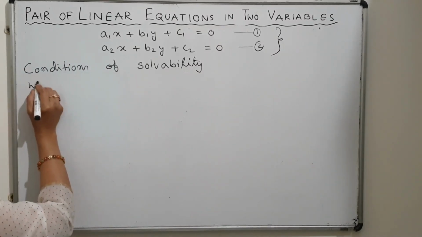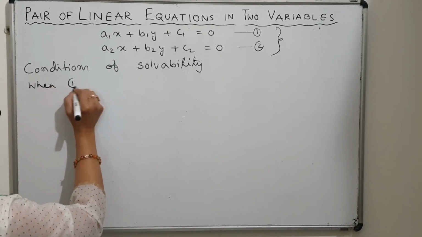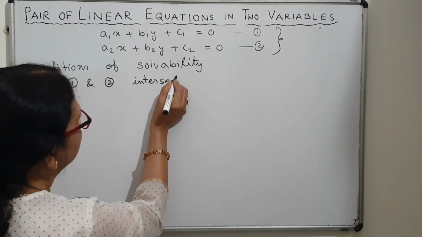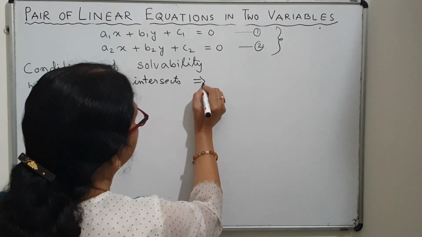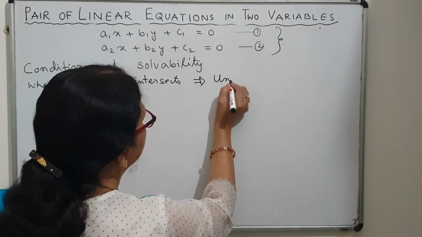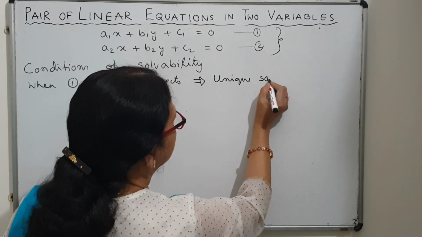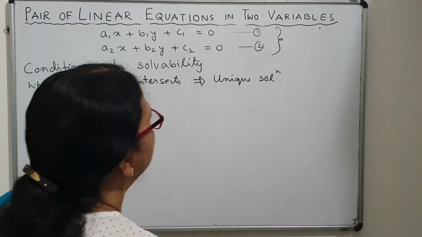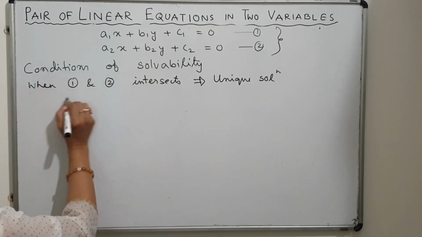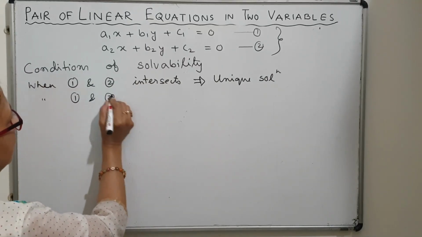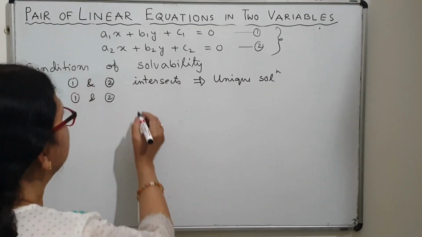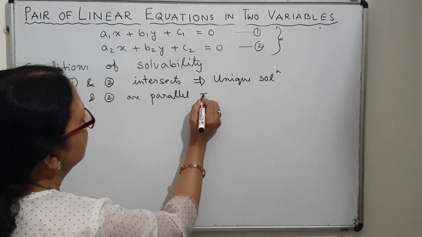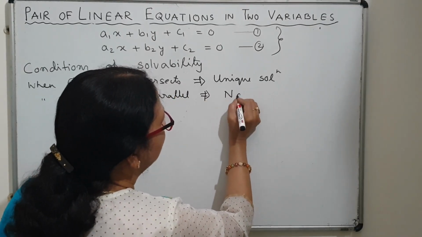When lines 1 and 2 intersect, what do we get? We get a unique solution. That is the point of intersection of the lines, a unique solution. And when the lines do not intersect, that is, they are parallel, since there is no point of intersection, there will be no solution.